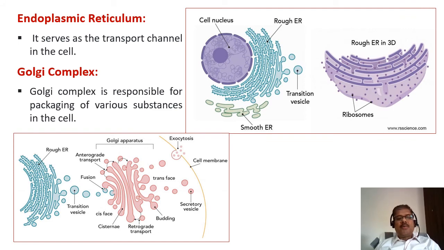Then Golgi complex or Golgi apparatus. Actually it was discovered by Camillo Golgi, hence the name Golgi complex. It is composed of many sac-like structures which are stacked one above the other. Golgi complex is responsible for packaging various substances in the cell.